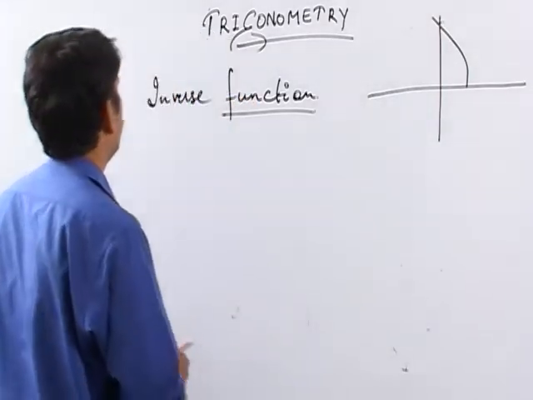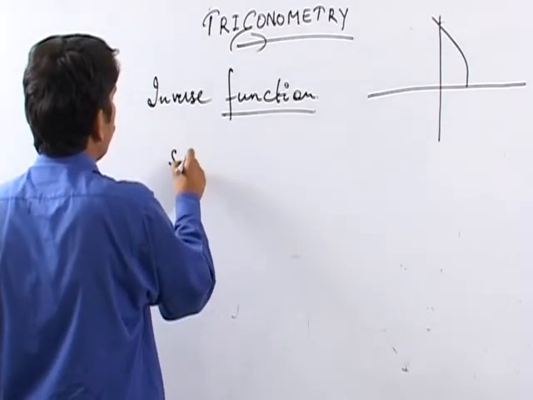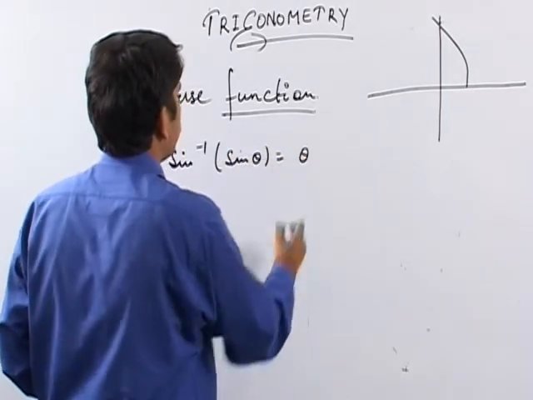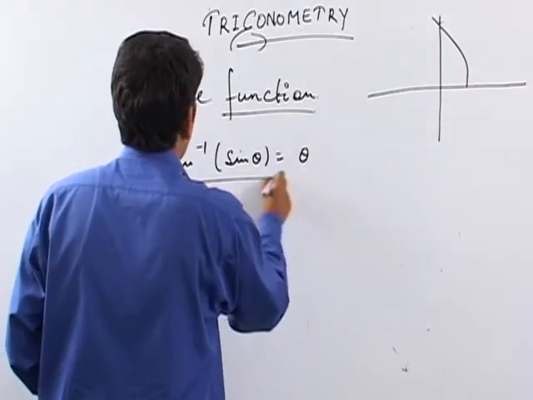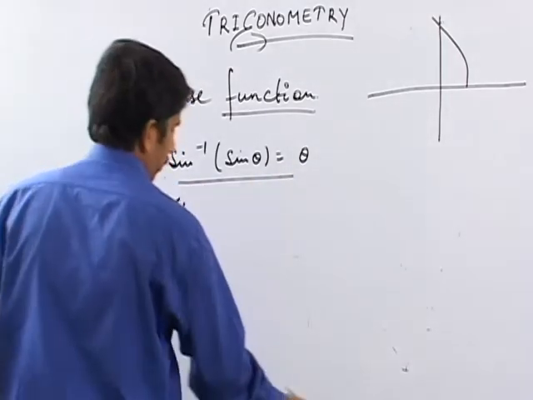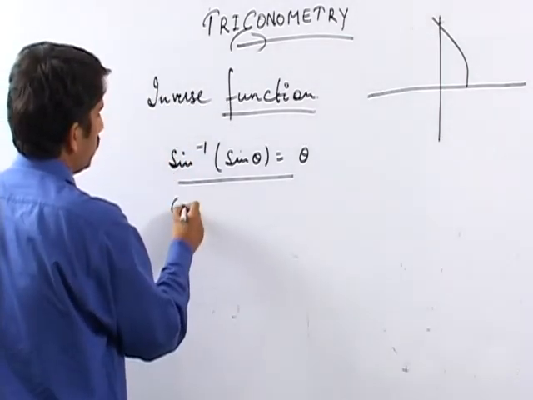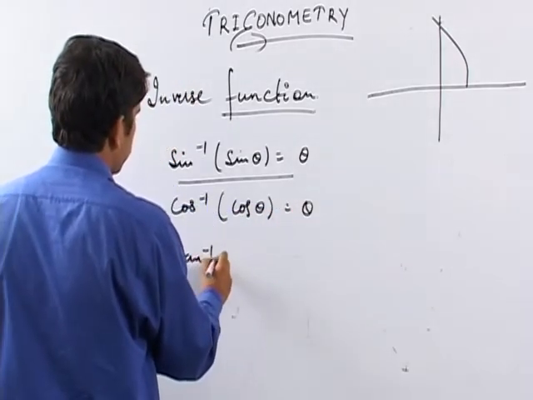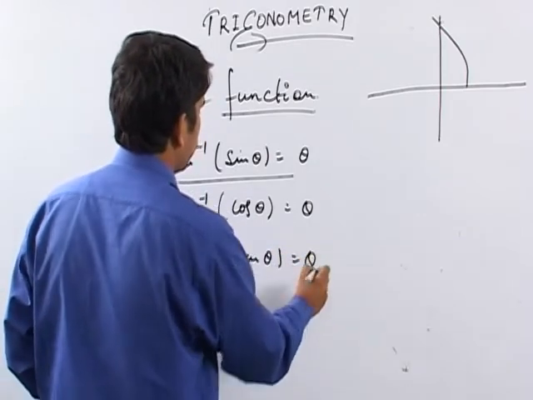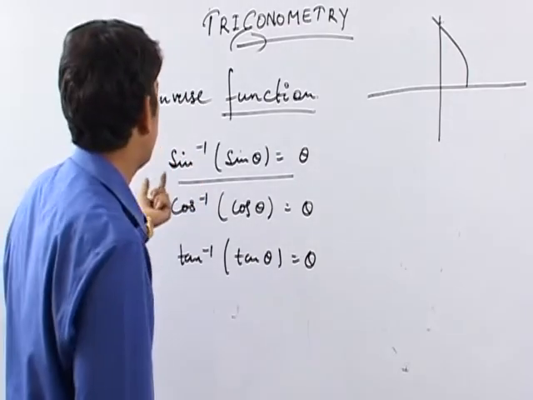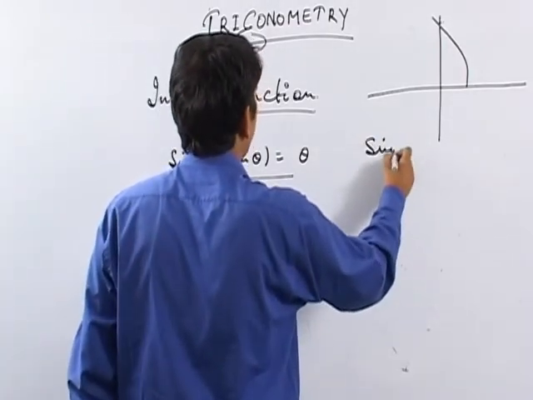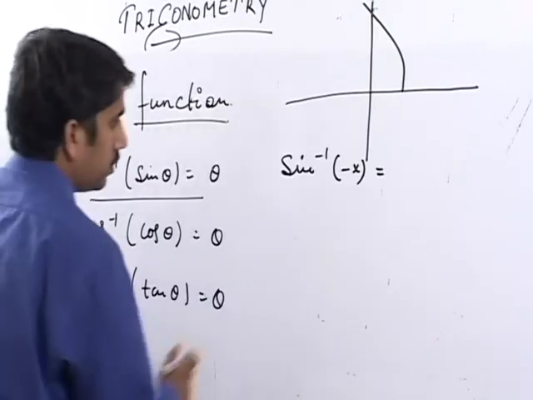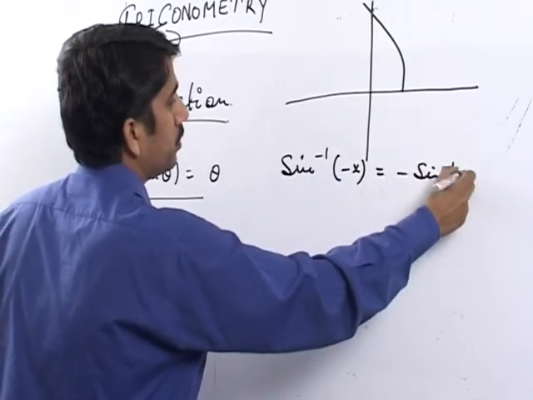Now, we will prove the formula sin inverse sin of theta is equal to theta, and cos inverse cos theta is equal to theta. Similarly, tan inverse of tan theta is again theta. And in a similar pattern, you can prove that sin inverse of minus x is equal to minus sin inverse x.